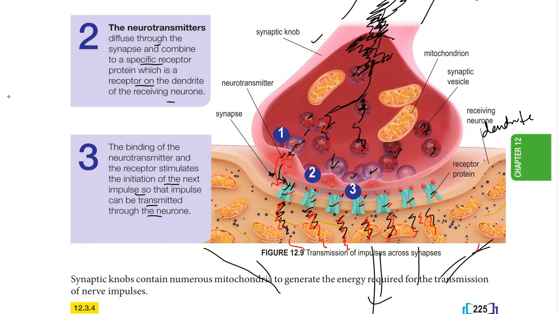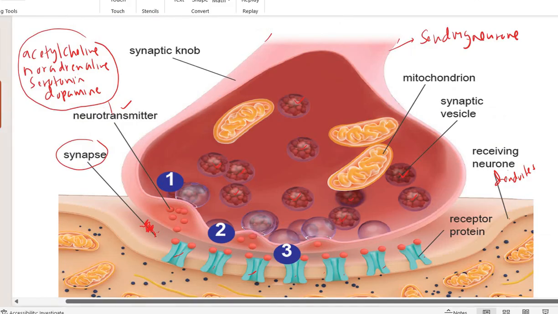The synaptic knob contains numerous mitochondria to generate the energy required for the transmission of nerve impulse. Because this needs a lot of energy, that's why a lot of mitochondria can be found in the synaptic knobs. So we go back to this diagram.